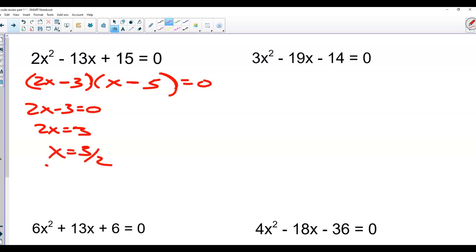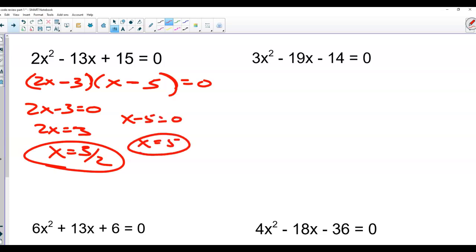The answer here is 3/2. x minus 5 is a little easier. So x equals 5.